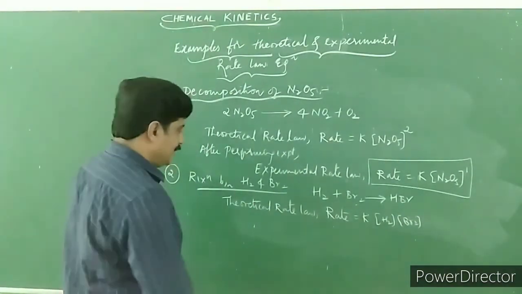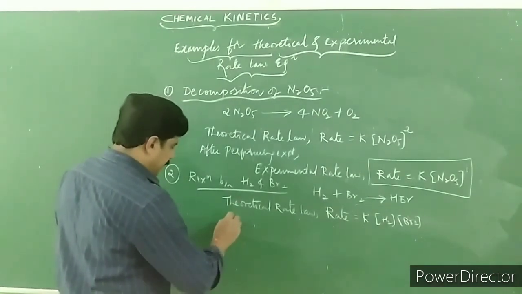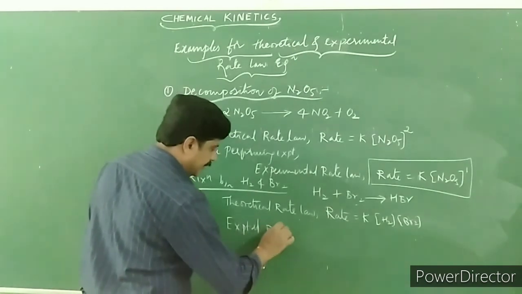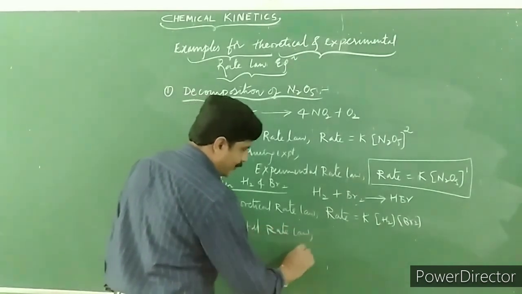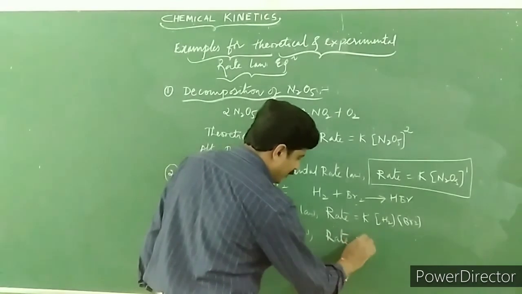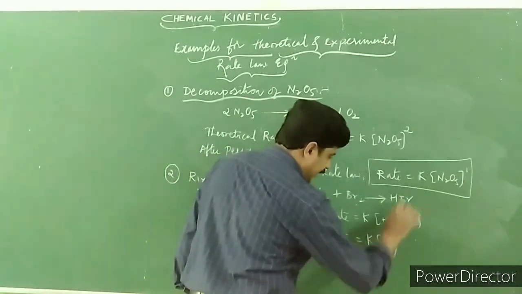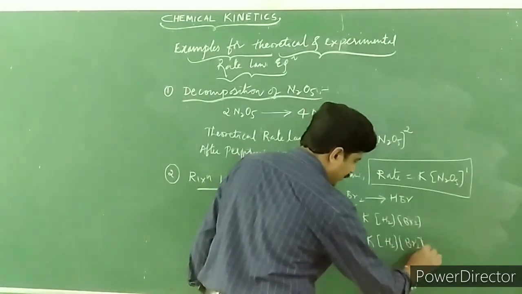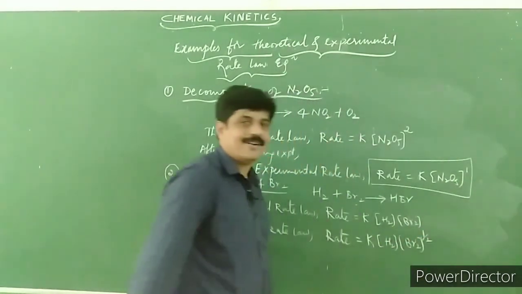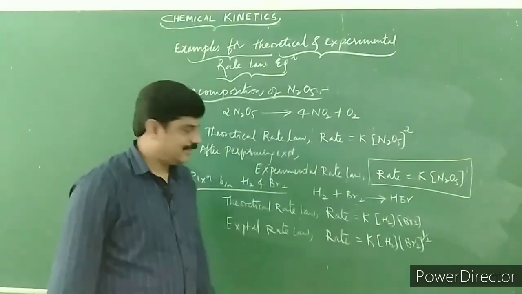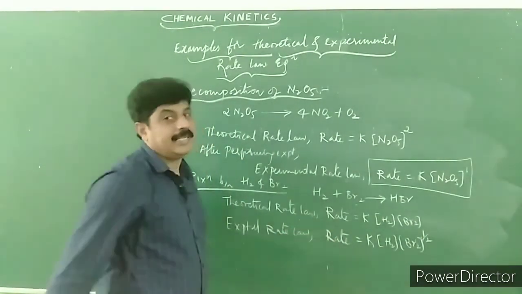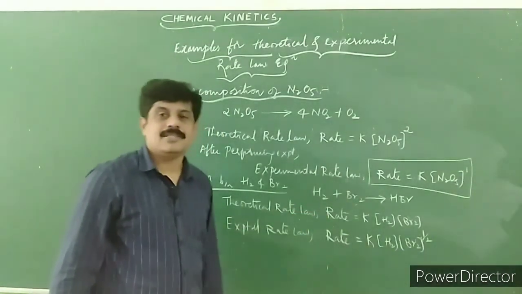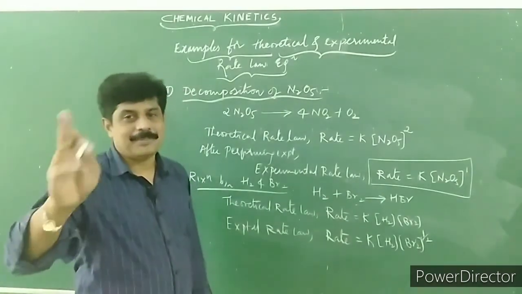Now children, after conducting the experiment, if I want to write the experimental rate law, now the rate is equal to, look at here, K into H2 into Br2 raised to half of the concentration. Children, so this is the experimentally determined one, and this is the theoretical rate law expression, which depends on the balanced chemical equation.